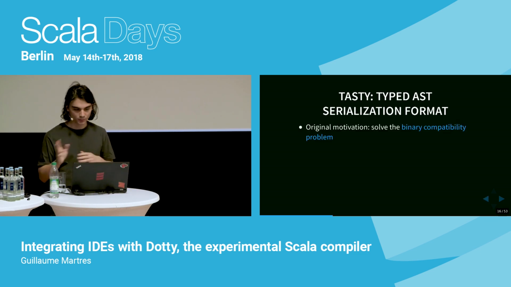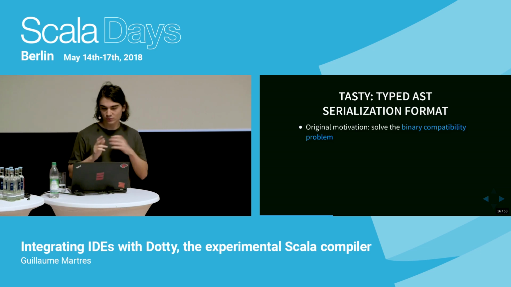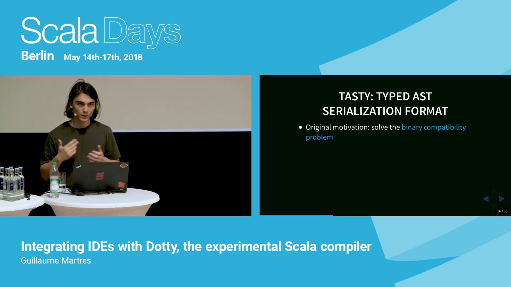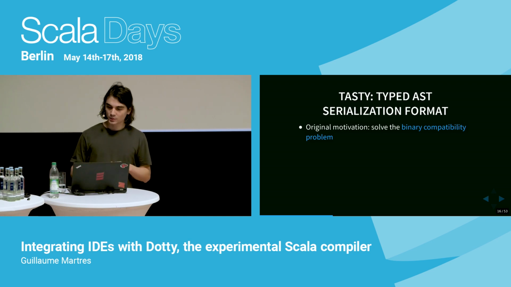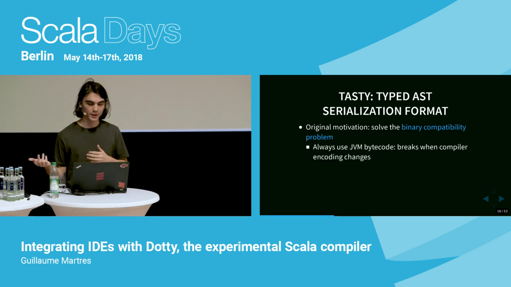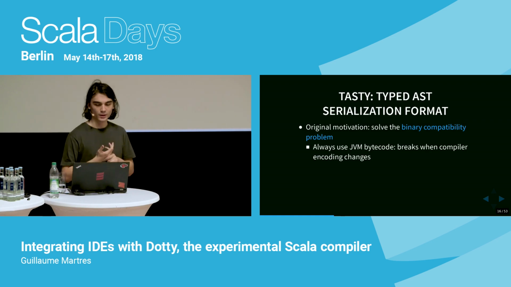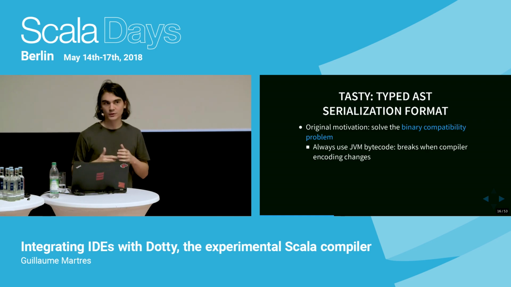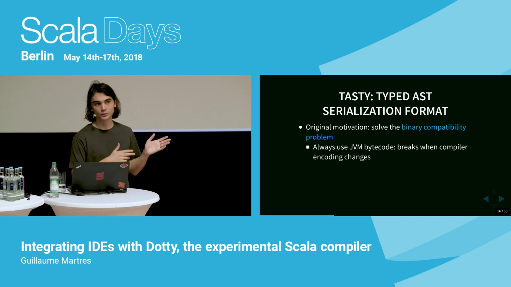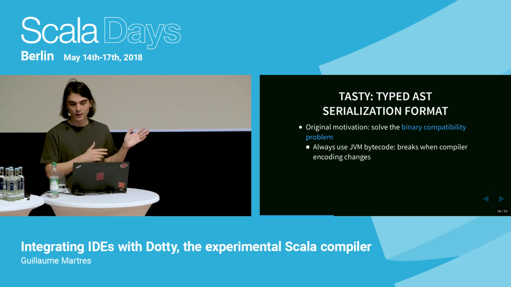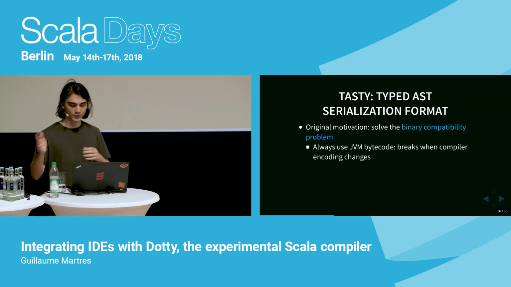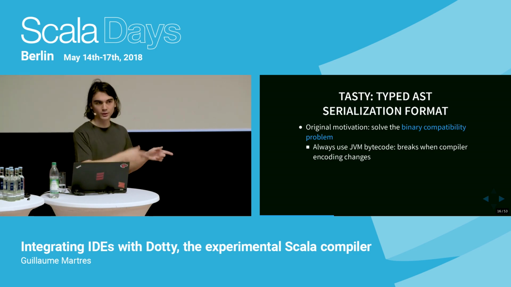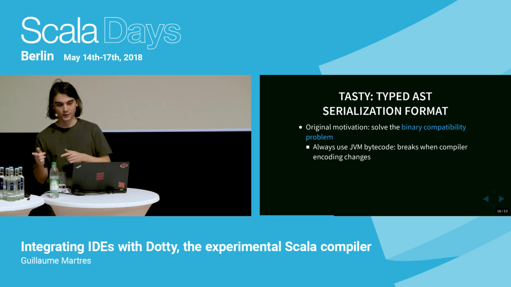But first, to briefly explain, the original motivation of Tasty is another attempt at solving the binary compatibility problem. The problem is that if you always use JVM bytecode, then whenever the compiler changes its encoding, say of traits in Scala 2.12 compared to Scala 2.11, then everything breaks because the encoding is different, and class files using one encoding cannot refer to class files using another encoding.